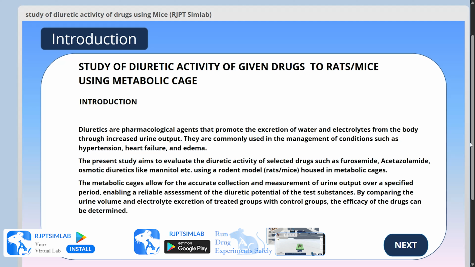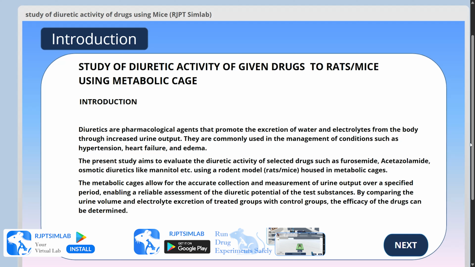At first, let us see the introduction part. The introduction says that diuretics are pharmacological agents that promote the excretion of water and electrolytes from the body through increased urine output. They are commonly used in the management of conditions such as hypertension, heart failure, and edema.